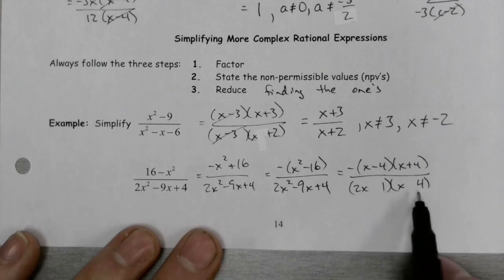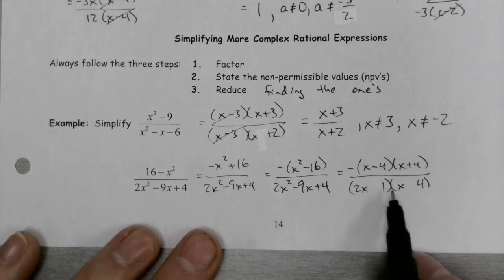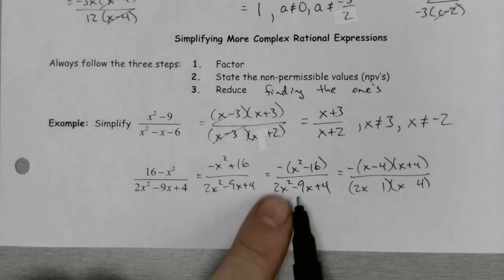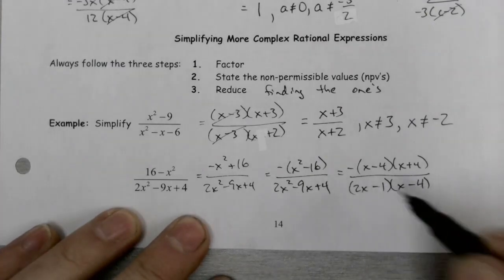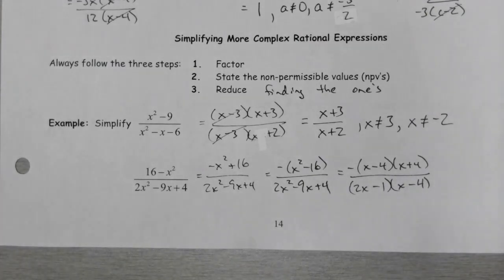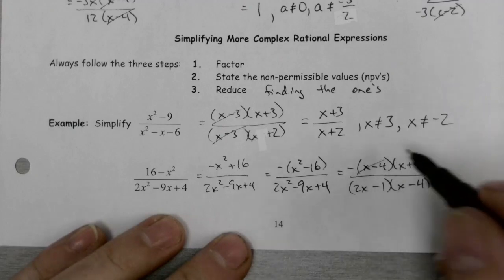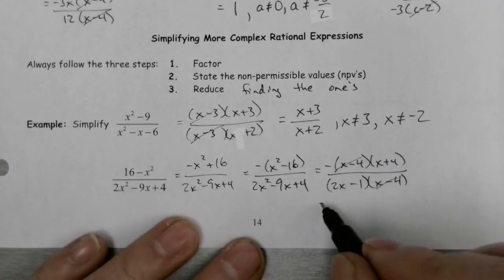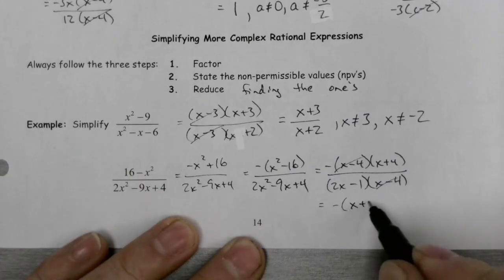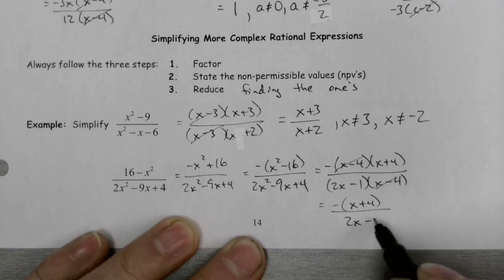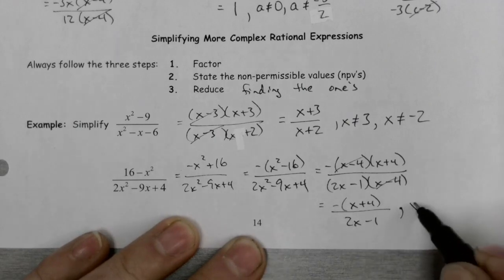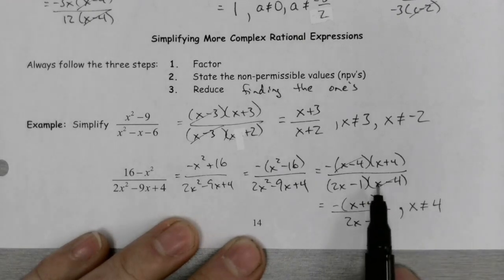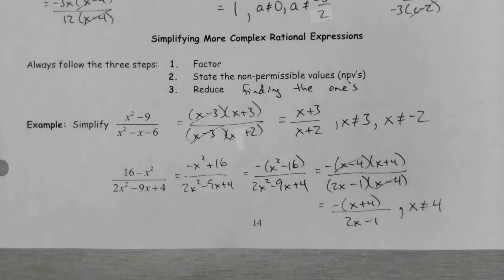Now, 2 times 4 is going to be 8. 1 times x is going to be 1. I can get a 9 out of that when I add them together, but I do need it to be negative, so I need both of these to be negative here. Now I know that the x minus 4 terms are going to become 1. That is going to leave me with negative x plus 4 over 2x minus 1. But I have to state the non-permissible. I have to state that x cannot equal 4. If I plug 4 into that, that's going to make it 0 over 0. That doesn't work.